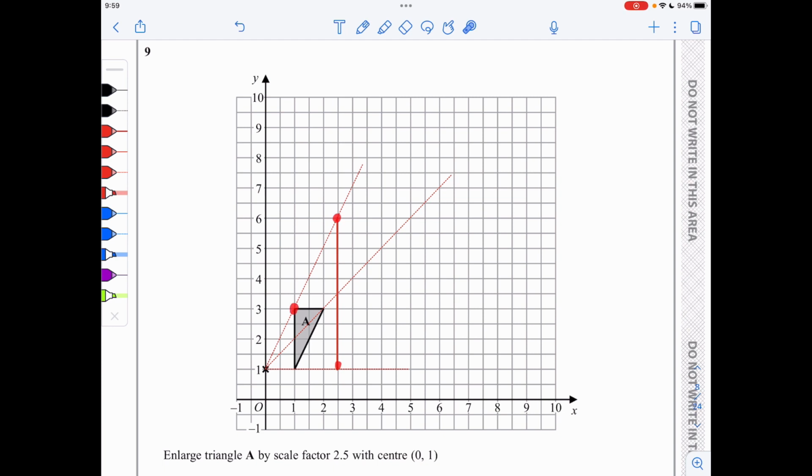Now to go from this vertex to the one on the right is 2 units to the right, so that's going to be 5 units to the right. And then joining them together, we see that the final answer is this triangle here, which has been enlarged with a scale factor of 2.5 with center the point (0, 1).